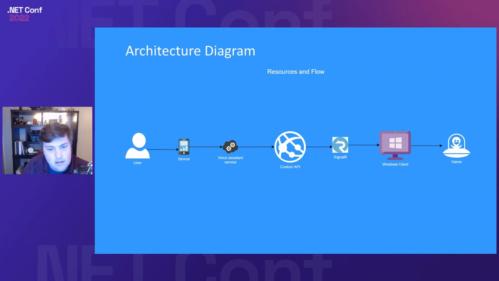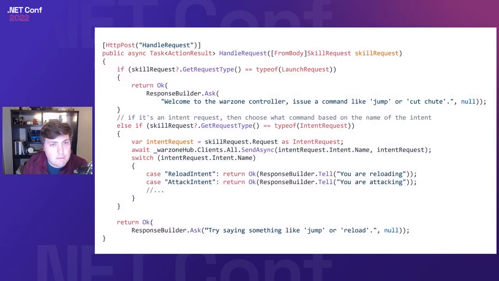Going to some API that was then going to communicate over a WebSocket connection with SignalR to a Windows client, which was then going to simulate input back into the game. And basically it looked like this. We had a single endpoint set up that would receive the post request from the Amazon platform, from the Alexa Skills Kit. We would then say, okay, cool. We got, for example, down here, the intent to reload. And if we needed to reload, we would just pass that right back down over SignalR to all listening clients.